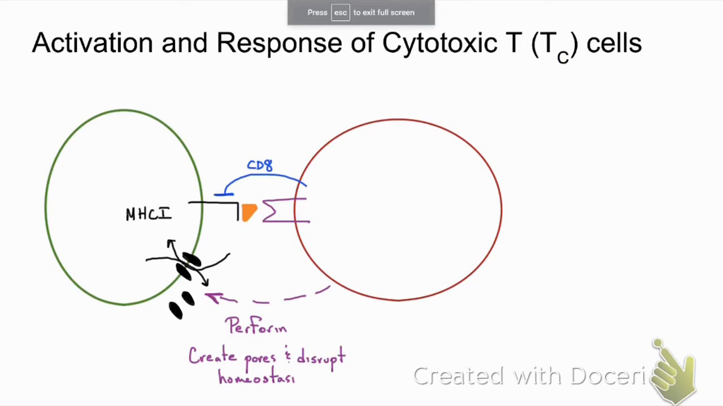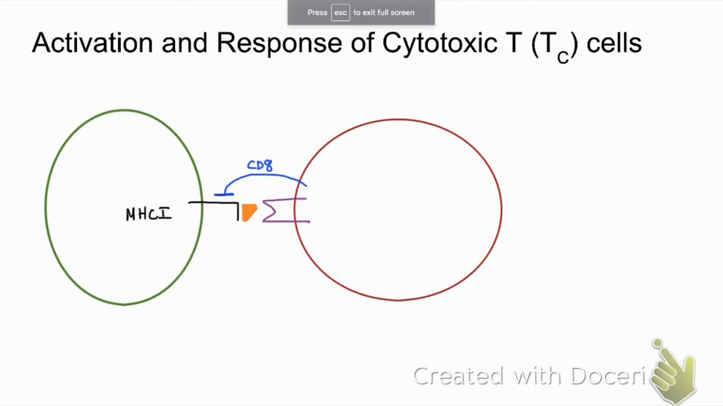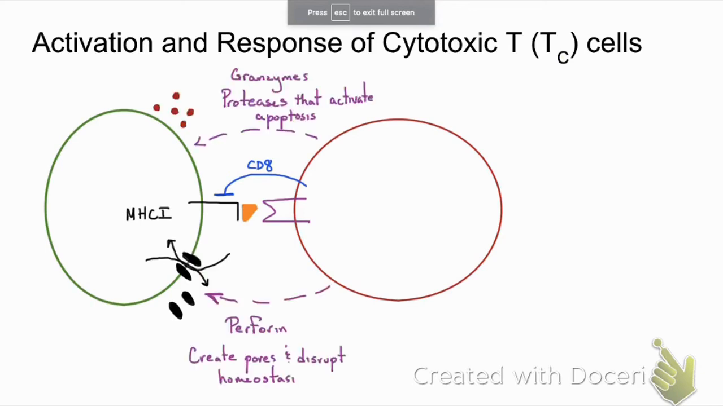But the other thing that gets secreted from CTLs is granzymes, and granzymes are enzymes. Specifically, they are proteases. So they are enzymes that digest protein, and these are going to trigger or activate apoptosis, which is a form of programmed cell death. And so the role of these CTLs then is to kill the infected cell, therefore preventing the spread of infection.